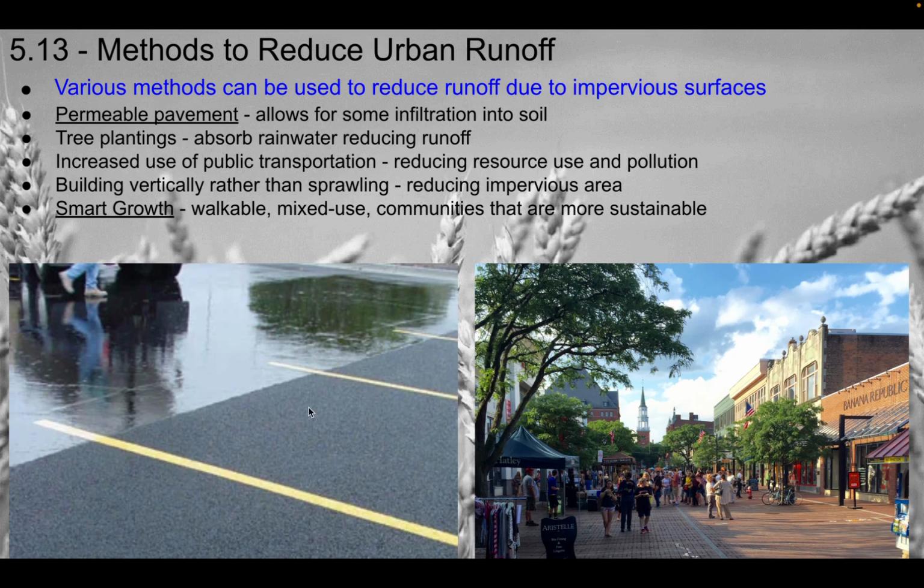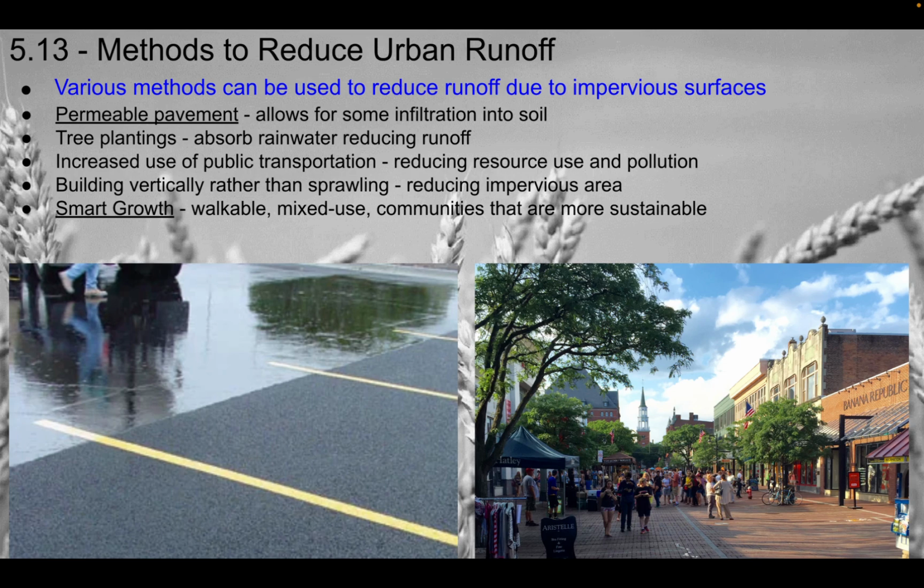One of them is shown here in this picture on the left. This is something called permeable pavement. So this is a parking lot where on the right side we have permeable pavement, and on the left side we have just typical asphalt. Typical asphalt is basically impermeable to water, but this permeable pavement allows for some infiltration through that asphalt surface into the soil below. So that's one method of reducing urban runoff, to utilize more of this permeable pavement. It's not very common.